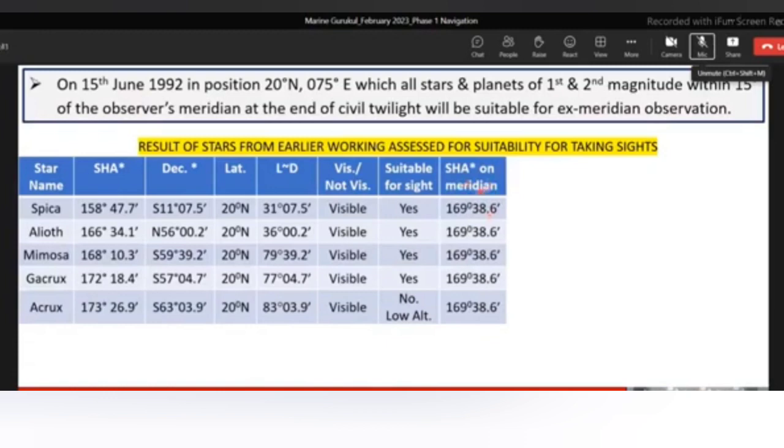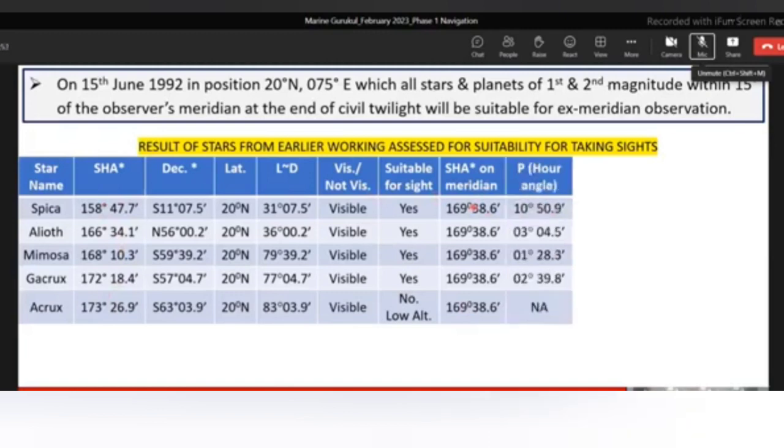So SHA of the imaginary star on meridian would be so much. SHA of the respective star is as tabulated here. The difference between these two for respective stars shall give us the hour angle P. So this hour angle P for Spica is the difference between 169 degrees 38.6 minutes and 158 degrees 47.7 minutes. Likewise, we have got the hour angle for all the stars.